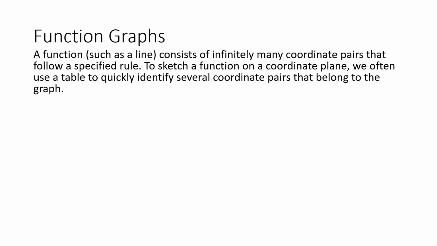In order to graph a function, such as a line, essentially a function is just infinitely many coordinate pairs combined together that follow some sort of rule. So we identify what that rule is. We can plot several points, several coordinate pairs that fit that rule, and then connect them using the pattern that we can identify based on the type of function that we're looking at.